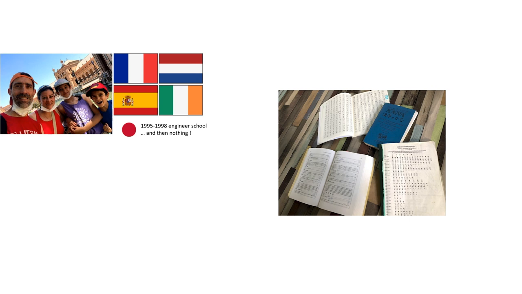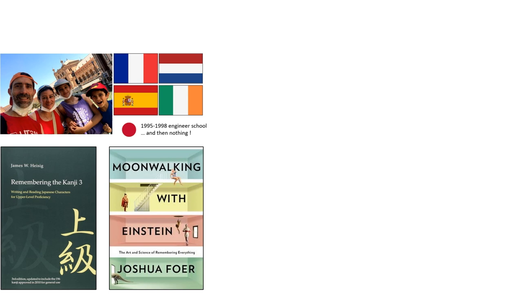And in 2020, I bought those two books, Remember the Kanjis by James Heisig, and Moonwalking with Einstein by Joshua Foer. And if we are here today, it's the result of me reading those two books, because the Kanji-360 experiment is really at the crossroads of those two worlds, Japanese language and memory techniques.